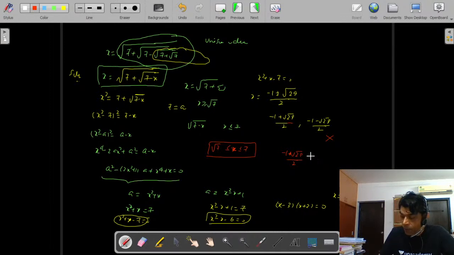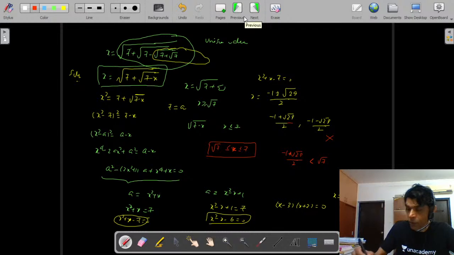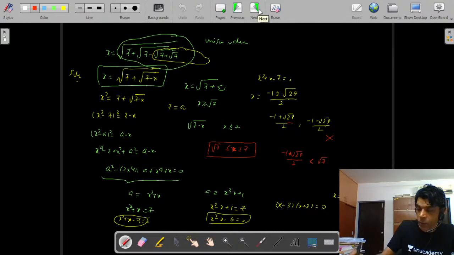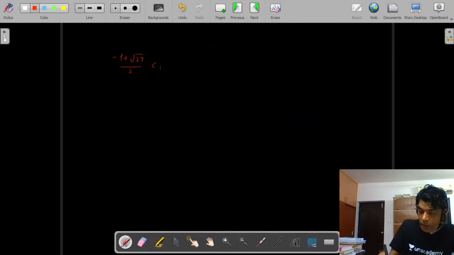So in fact, you will find that this is less than root 7. Otherwise, it would have been a root. Less than root 7. Why? We can check like this. Although we can put values also, I would say test this way. Let me go to the next page. Test like this. We want to test whether negative 1 plus root 29 over 2, this one, is less than root 7 or not. This you want to test.